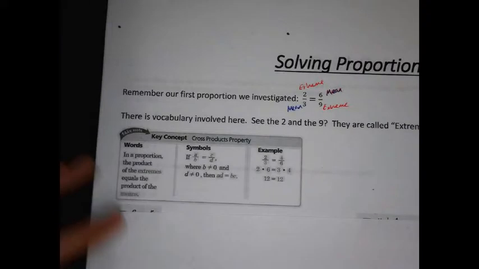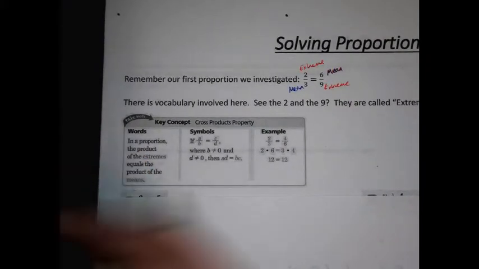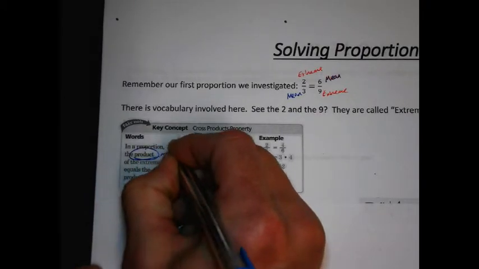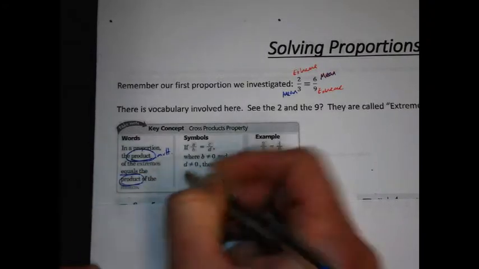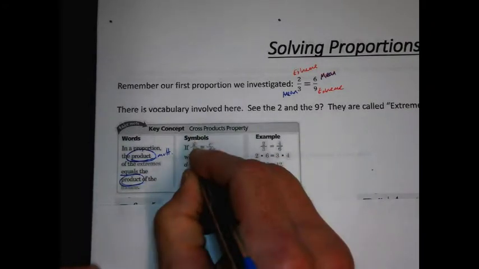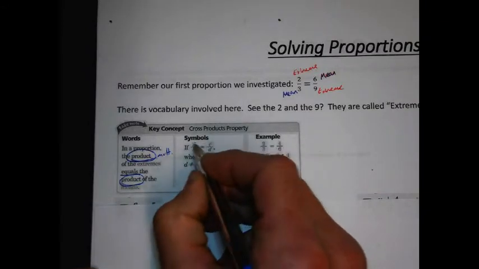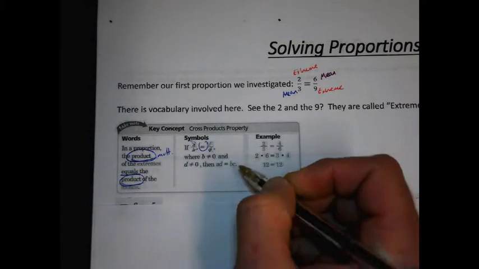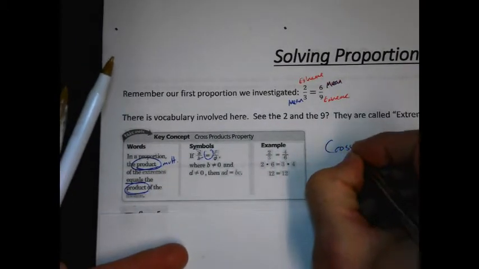So why is this important? Because in a proportion, the product, which means multiply, of the extremes equals the product of the means. So we have any proportion. The product of the extremes is equal to the product of the means, which is what you have probably heard of before, called cross multiplication.